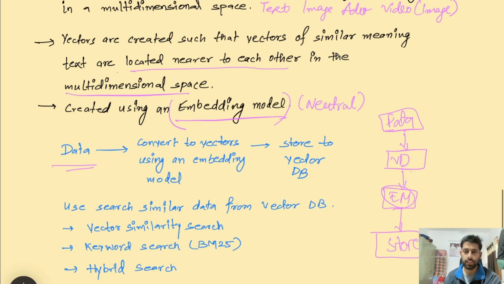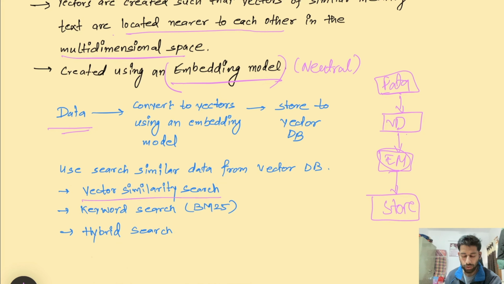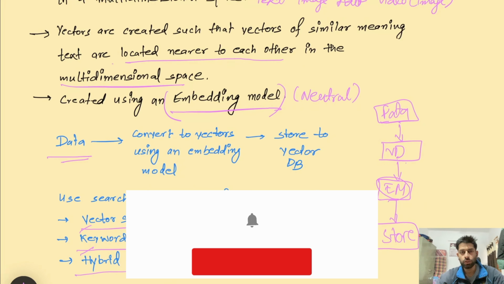Now, what are the operations that you can perform in a vector database? You can do similarity search, which is nothing but finding similar vectors. You can do keyword search as well, which is finding the most occurrences of a keyword in a chunk of text, also known as BM25. You can also perform hybrid search, which is a combination of vector and keyword search. Also, not just for text, you can do all these things for images or any other kind of data as well. So this is all about RAG and vector databases.